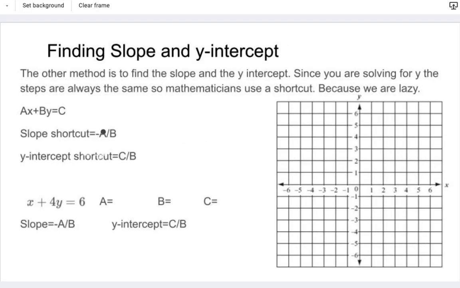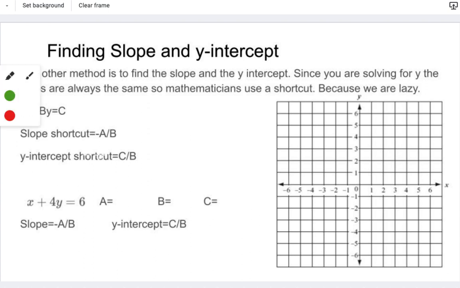The other method for graphing it is if you find the slope and the y-intercept. Now, mathematicians love a shortcut. So if we were going to solve this for y, we'd be subtracting ax from both sides and dividing by b. So in that case, the slope would be negative a divided by b. So you subtract a, divide by b. The y-intercept shortcut would be c divided by b.